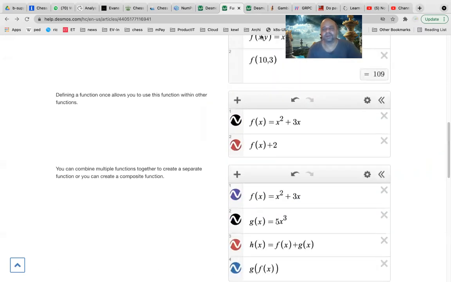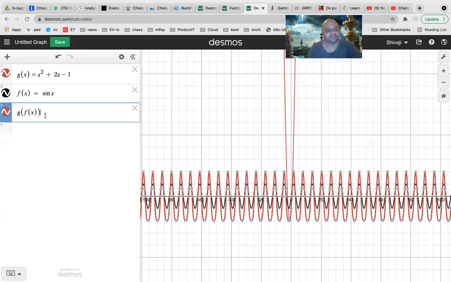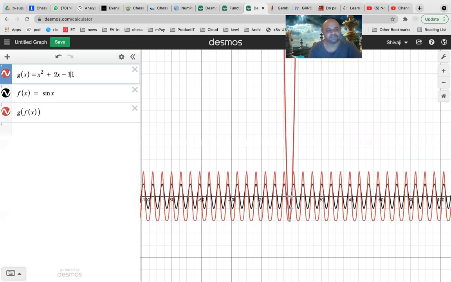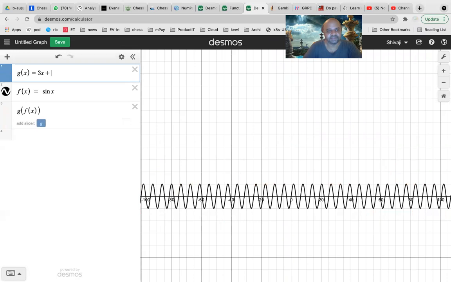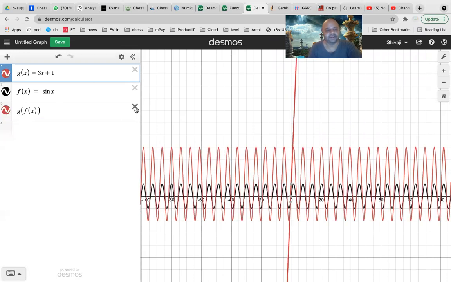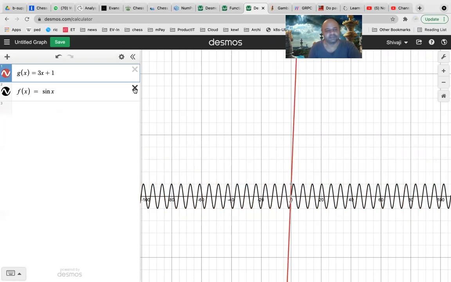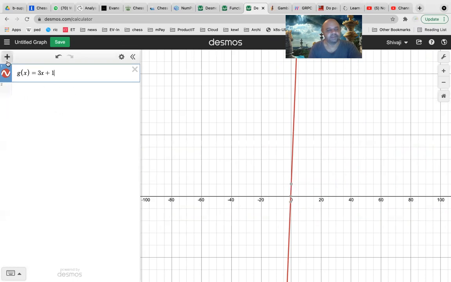You want to see the polygons? We will just come here. We will make this a simpler equation, 3x plus 1. And let us remove this, let us remove this also. 3x plus 1, and we'll add a table. So here, -2.